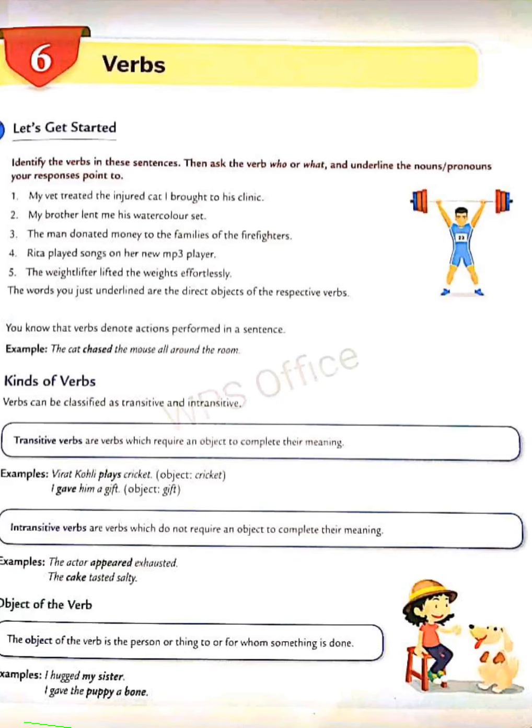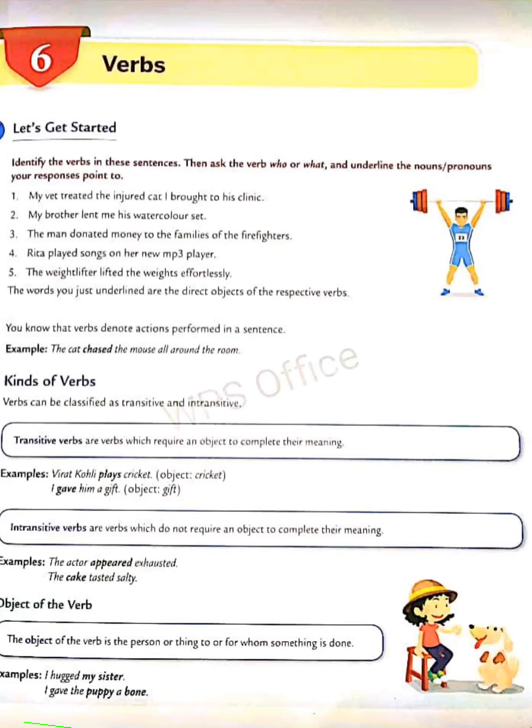Now you know we have two kinds of verbs, transitive and intransitive. So in a sentence, if we have an object to complete the meaning of the sentence, then the verb will be transitive there. And if there is no requirement of an object in the sentence, then that verb will be called an intransitive verb.